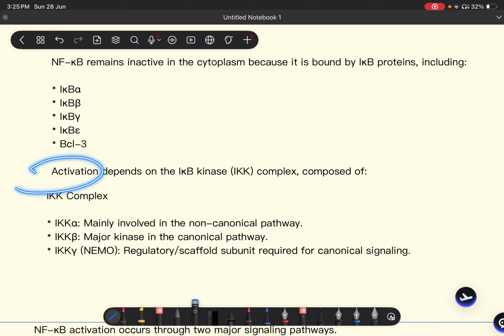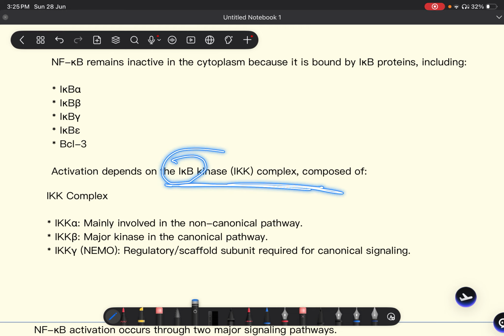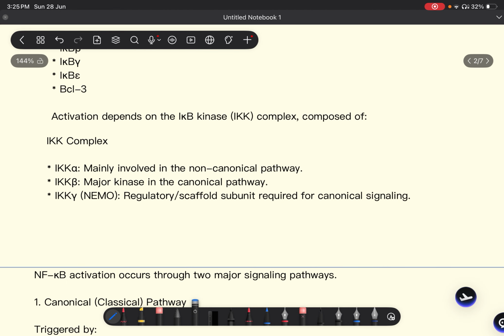Now, the activation. So you need a kinase, to phosphorylate and break it down. So there is an I kappa B kinase complex. If it is alpha, it is basically involved in the non-canonical pathway, the other functionality. It's not the major pathway, it's just another pathway, right? Not the typical function.